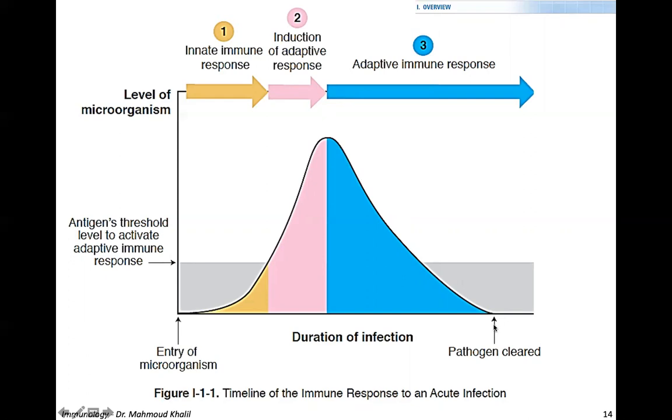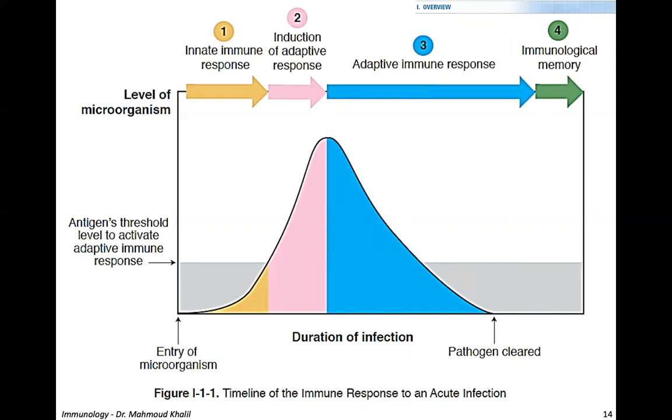And it doesn't stop here. The adaptive immune response will provide immunological memory that can last for months or even years for the same antigen. It's only for the same antigen. So from this chart, you can see how the innate and adaptive are related for just one antigen. For each antigen, each pathogen, or each invader, you have this kind of chart.